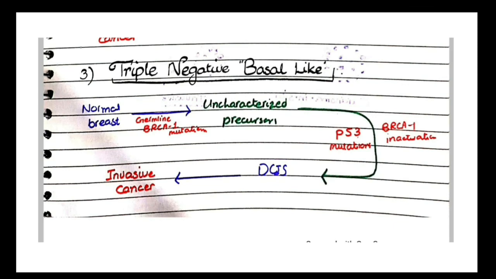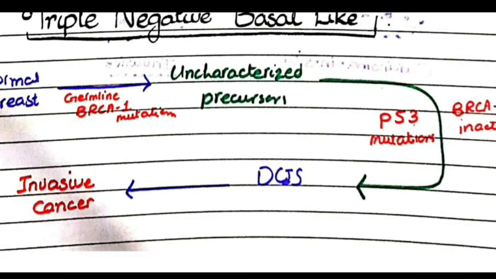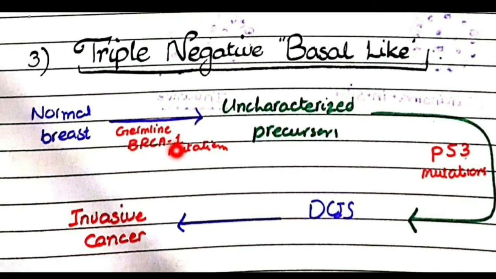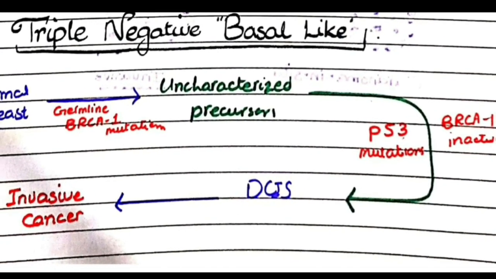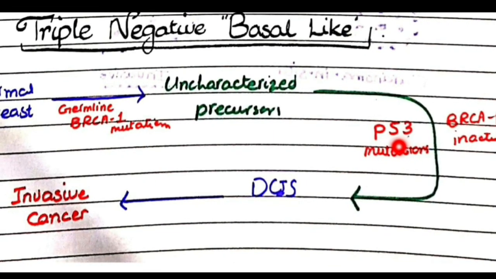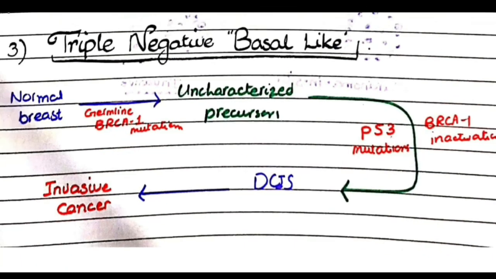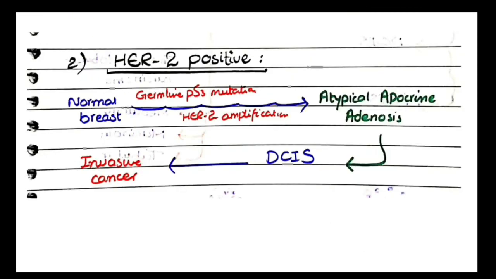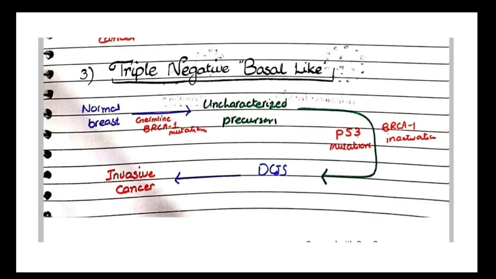Now the third category is triple negative or basal-like tumors. In this pathway, normal breast converts into some uncharacterized precursors that have not yet been very well understood, which lead to ductal carcinoma in situ and then invasive cancer. In this, the culprit mutation is BRCA1 mutation, and at the later stage of the pathway there is P53 mutation or BRCA1 inactivation. So these are the common mutations in each pathway. These diagrams are drawn in Robbins pathology and I have simplified all these. So remember these three pathways.